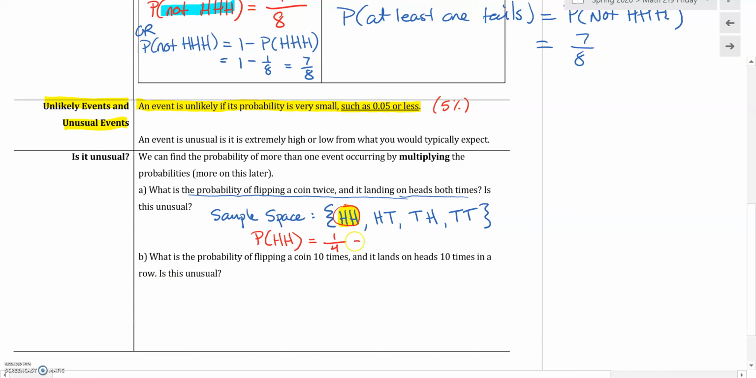I guess I should finish this off. They asked, is this unusual? This is 25%, not below 5%. So not considered unusual.